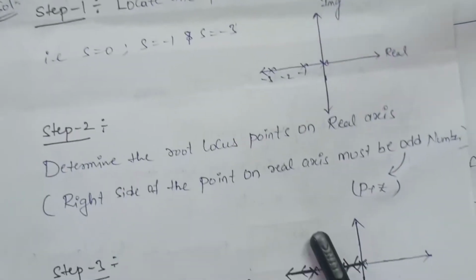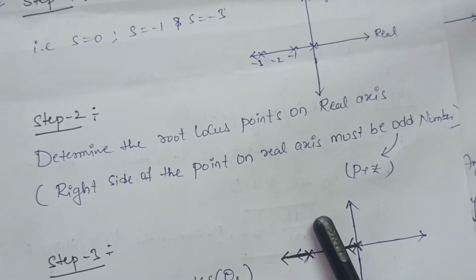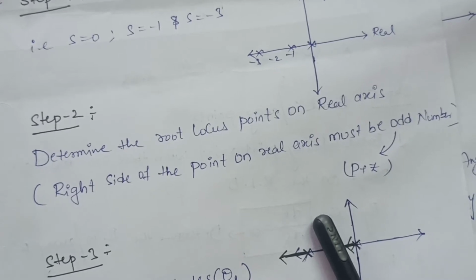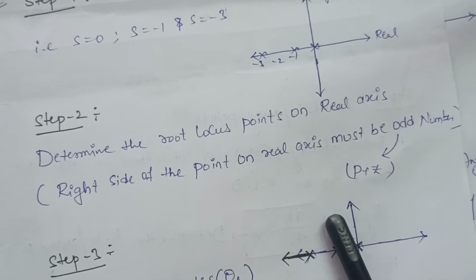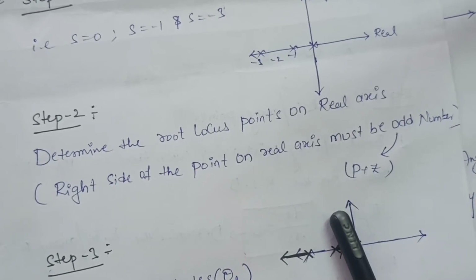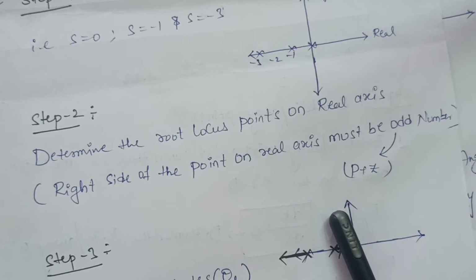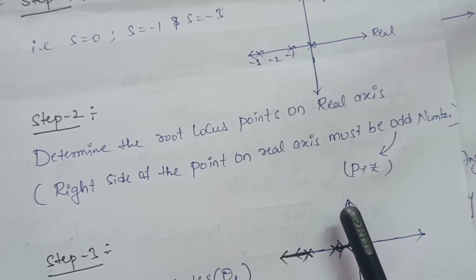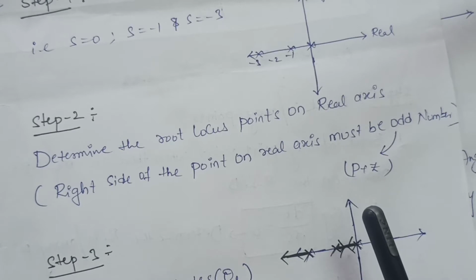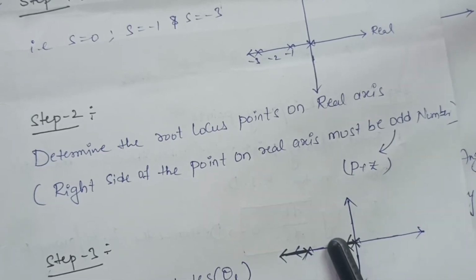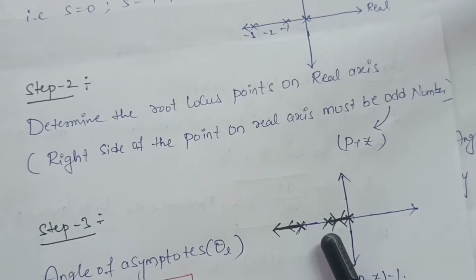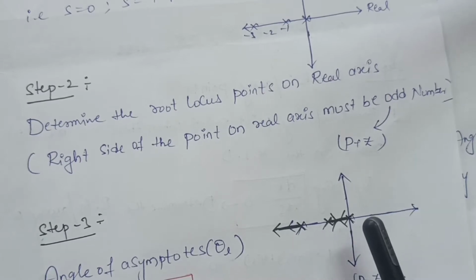Okay, now coming to step number 2. Determine the root locus points on the real axis. Sir, how do we get the root locus points on the real axis? Simply, on the real axis, to the right side of any section. For example, if you take one point on the real axis, the sum of the total number of open loop poles and zeros to its right must be odd.